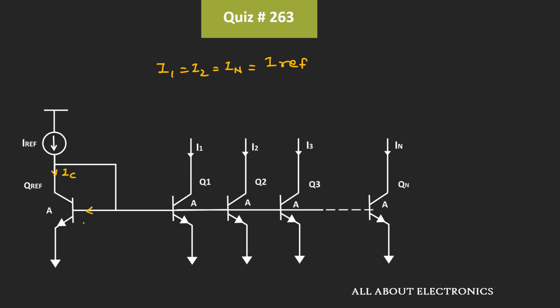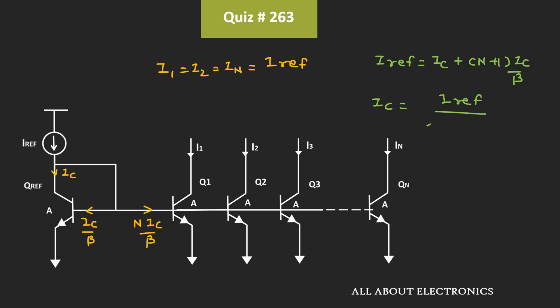So this current will be equal to IC divided by beta, and here this is the base current for the N transistors. That means this current is equal to N times IC divided by beta. So from this we can say that this current I reference is equal to IC plus N plus 1 times IC divided by beta. Or from this we can say that IC is equal to I reference divided by 1 plus N plus 1 divided by beta. So this will be the collector current of each transistor, or in other words, it is equal to the output current, that is the IN.